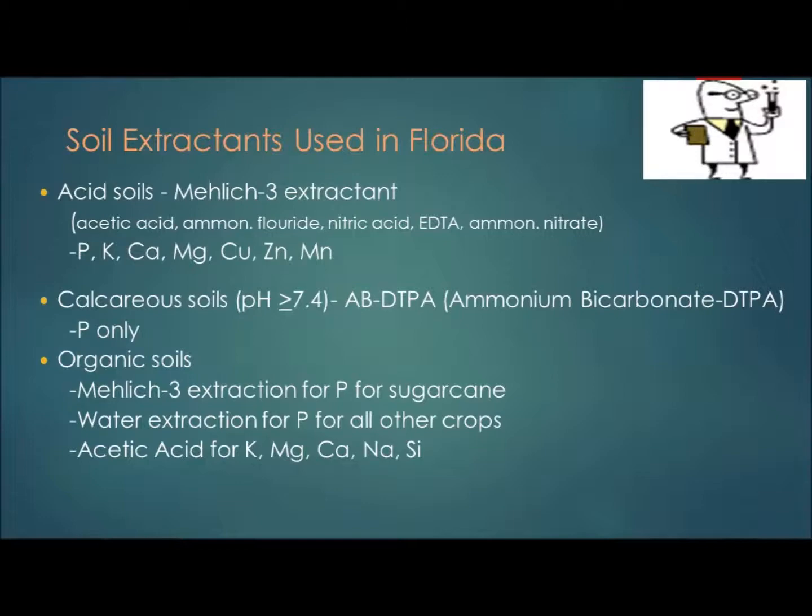For acid soils, we use what's called Mehlich 3. We started using that in the last year and a half almost. And what do we get out of that? We get phosphorus, potassium, calcium, magnesium, copper, zinc, manganese. And the ingredients are given in there. One of the things we need to keep in mind in this Mehlich 3 is ammonium fluoride.